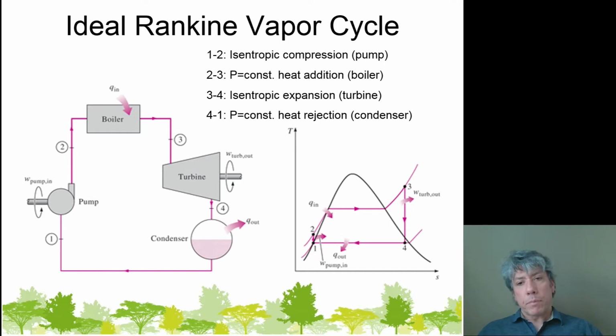So this is the ideal Rankine cycle, and notice that there is constant temperature rejection of heat in the condenser, but there is not constant temperature heat addition in the boiler. The temperature of the liquid as it goes through the boiler and becomes steam changes, not only as it goes from compressed liquid to saturated liquid, but also as it goes from saturated vapor to superheated vapor.